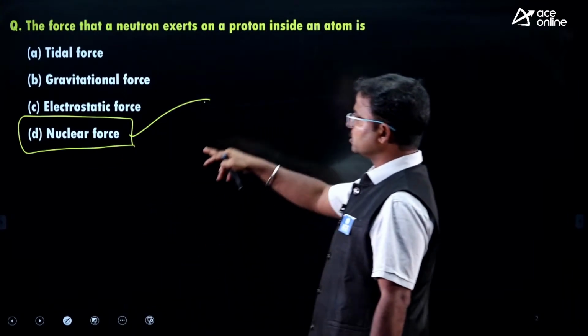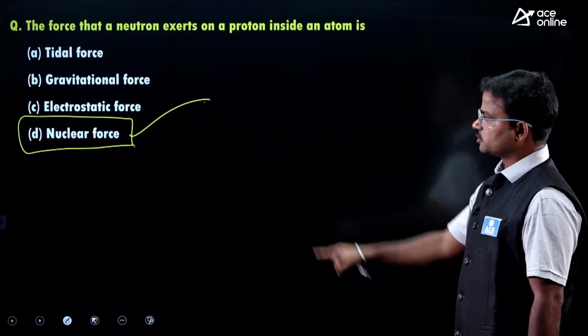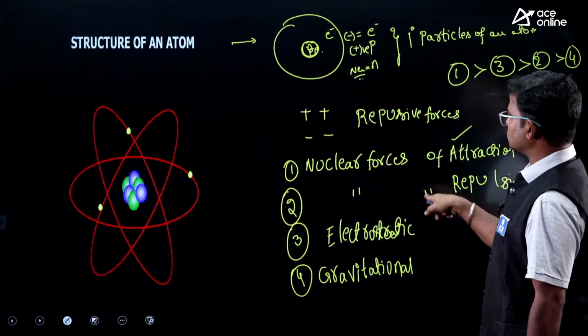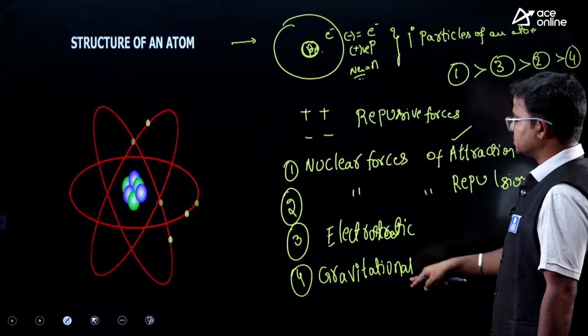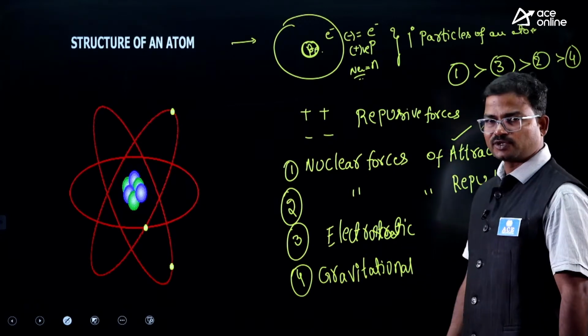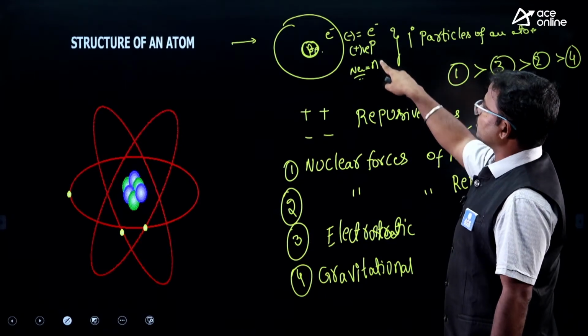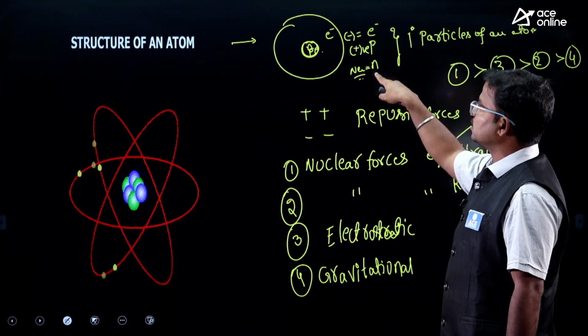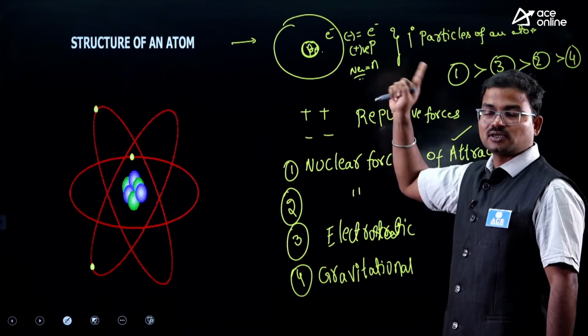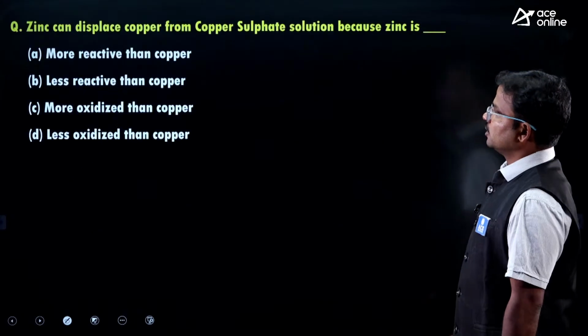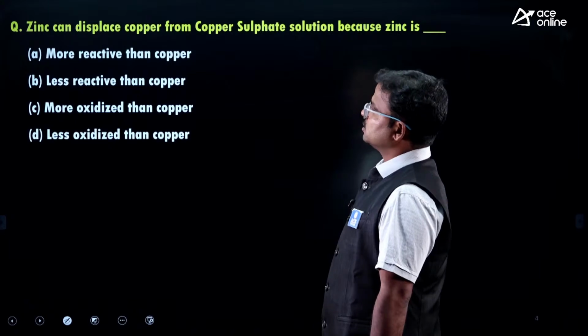You have to remember almost all these concepts: nuclear forces of attraction are the strongest, gravitational forces are the weakest, and the primary particles of an atom are electron, proton, neutron. Among these three, which one does not exhibit any charge? Only the neutron. Okay, right. So this is the next question.